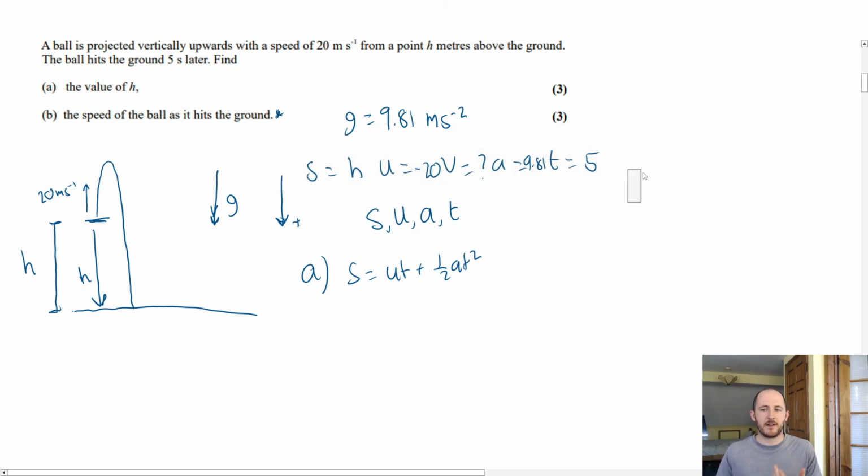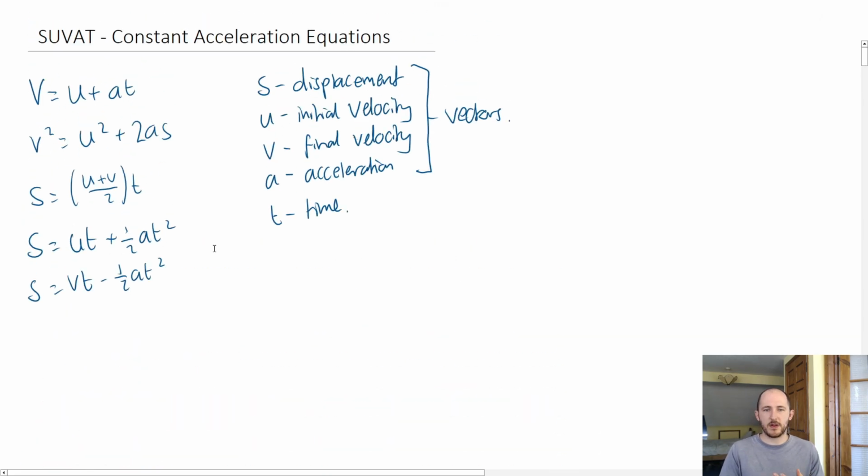At the beginning, it's going to be very hard. Okay? But again, that's why you have them written down. You say, okay, S, U, A, and T. Well, it can't be this one because it has V. It can't be this one because it has V. This one, it only has the letters I want. So that's the one I have to use. Hopefully that makes sense.